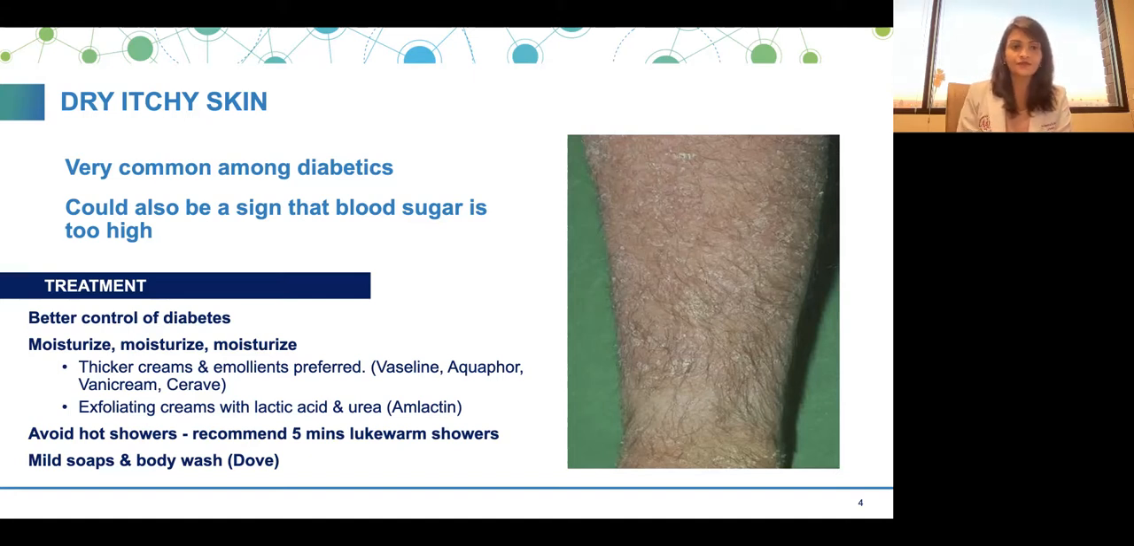It is important to avoid hot showers, even though people love going in and taking a hot shower, but that actually dries out your skin. So we always recommend a short 5-minute lukewarm shower instead. And then always it's recommended to use very mild soap and body wash, such as Dove.